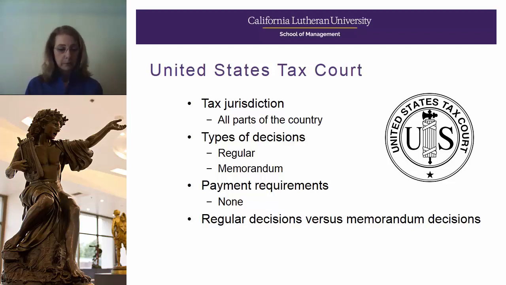There are two types of decisions. There are regular decisions, which are not previously decided. So these are matters of law that have not been covered before. And they are published. They are a matter of public record once those decisions are made. Now, tax court memorandums are not public record, and they are more application of previous or existing laws to a new set of facts.